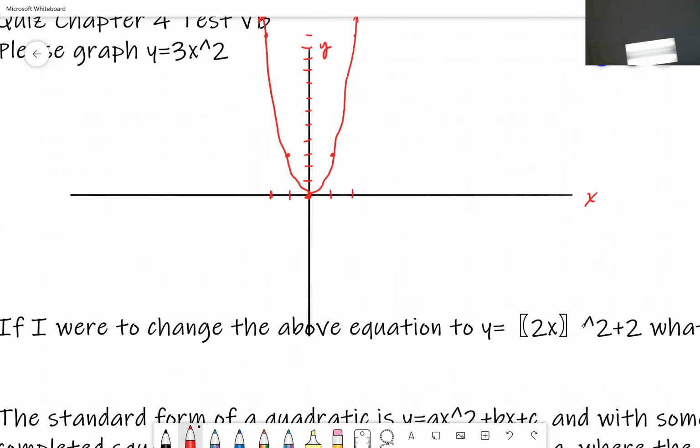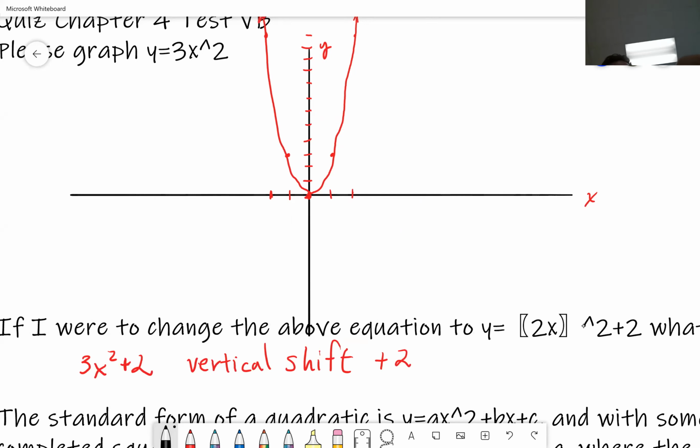So if I were just to do 3x squared plus 2, then all that would happen is you would have a vertical shift. I'm sorry, I'll put it up. Don't worry. A vertical shift means a movement up or down. In this case, because of the plus 2, it would be a vertical shift up 2. Plus 2. So it'd be a vertical shift plus 2.